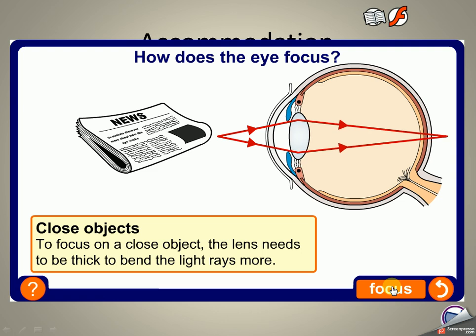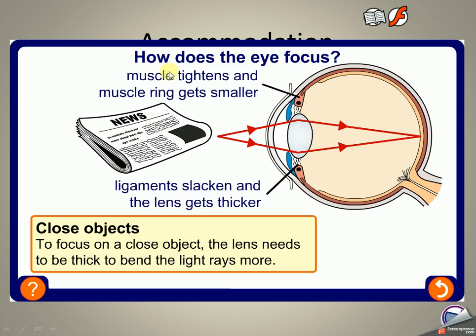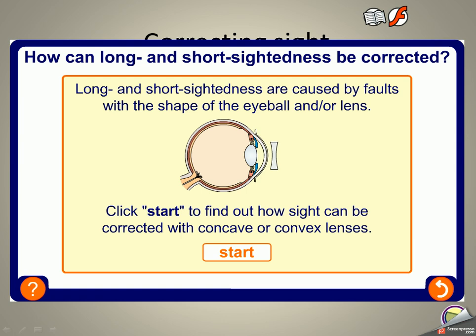Now what happens is the lens does that. Can you see that the muscles kind of relaxed? Can you see that? Now what happens is the ligaments get slacker and the image forms onto the back of the retina. So that's how your lens at the front of your eye can change thickness and make sure that the image forms perfectly onto the back of the retina. Now, I'm not going to do this one because I don't think you have to know it for foundation tier, so I'm just going to move on.